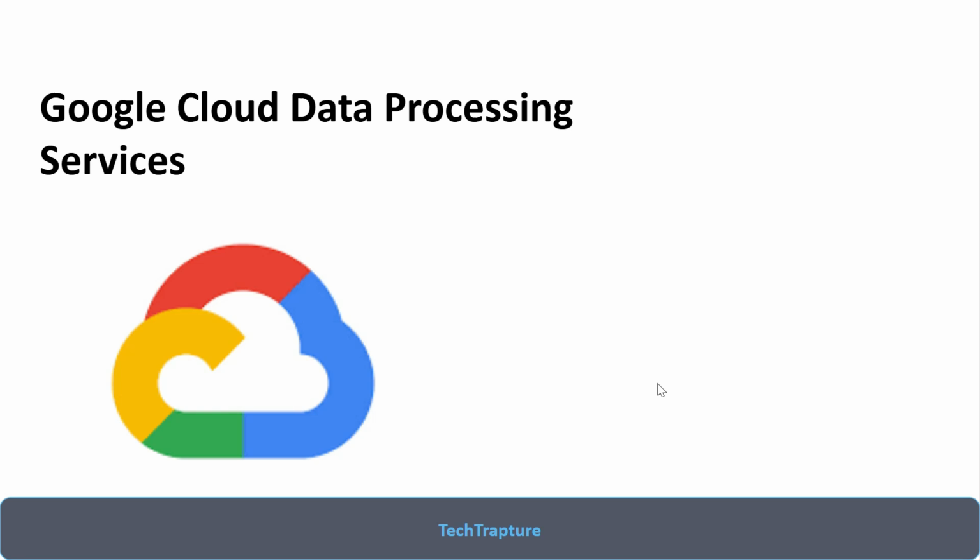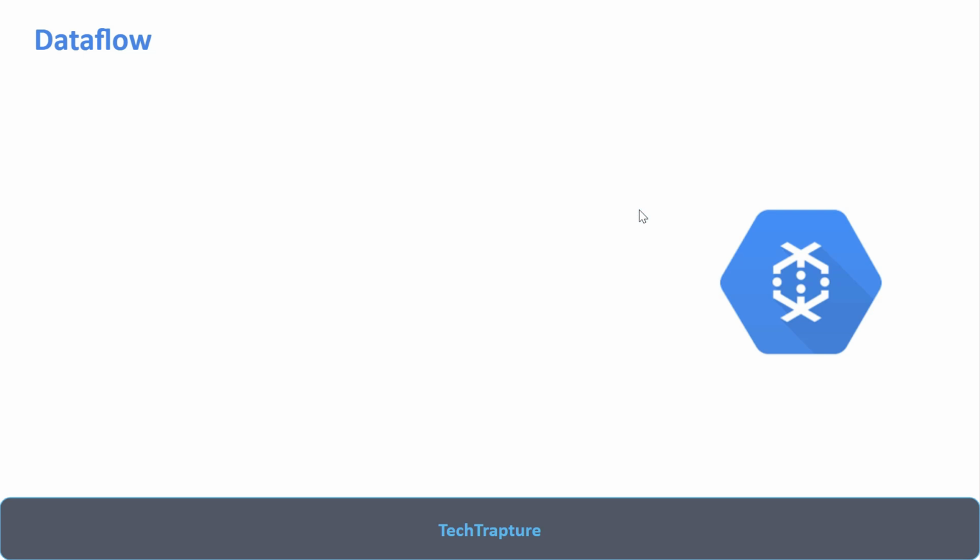Now there are multiple services provided by Google Cloud. Each of the services has unique features and unique costing, and based on their features we will decide when we should use which data processing service. Okay, so let's get started and we'll discuss our first data processing service. So the first service is Dataflow.